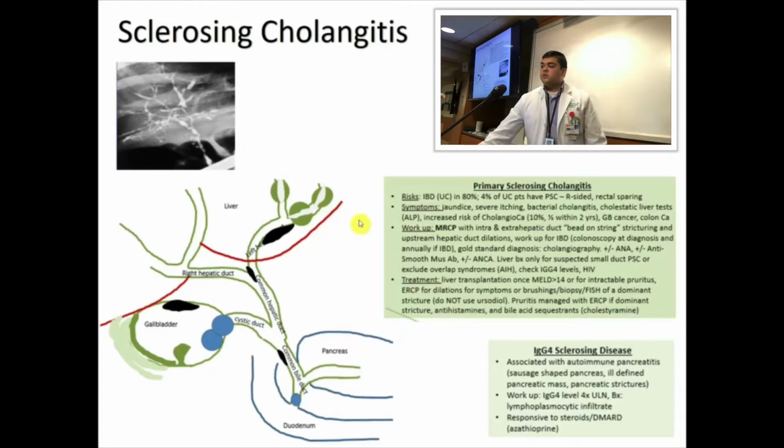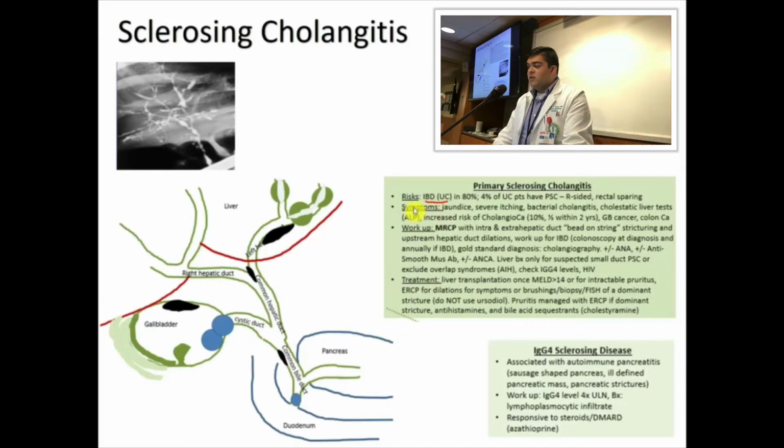All right, so sclerosing cholangitis. We have two types here: PSC, primary sclerosing cholangitis, and then the IgG4 sclerosing disease, which is often associated with autoimmune pancreatitis. Starting with PSC, the main risk for PSC is going to be IBD. 80% of patients that have PSC have ulcerative colitis, and if you diagnose someone with PSC, you better do a colonoscopy to check whether they have ulcerative colitis. However, only 4% of ulcerative colitis patients actually have PSC. The disease in those ulcerative colitis patients is usually right-sided and rectal sparing, so a little bit more abnormal than what you would see with most UC patients.